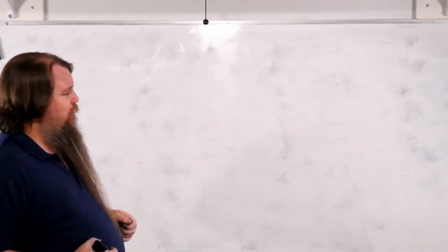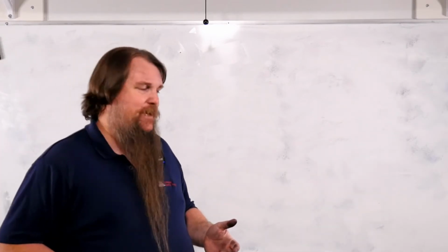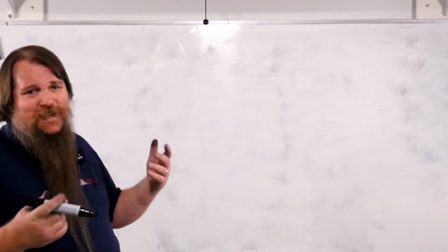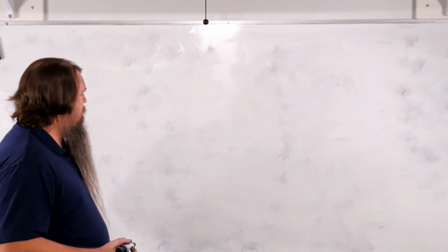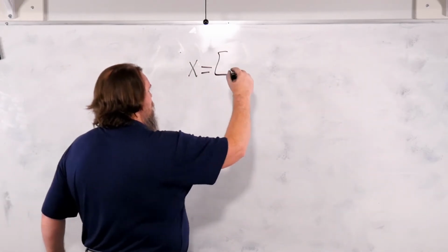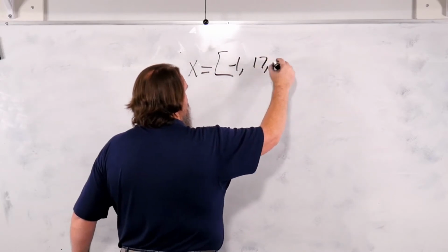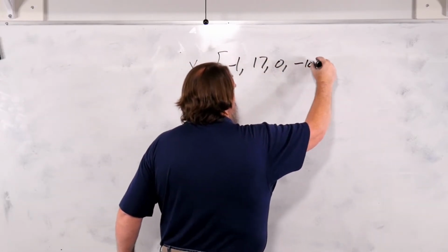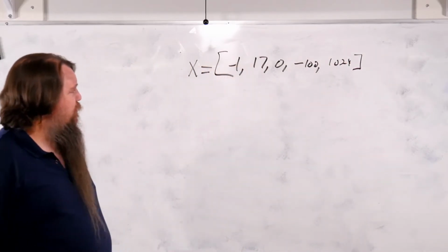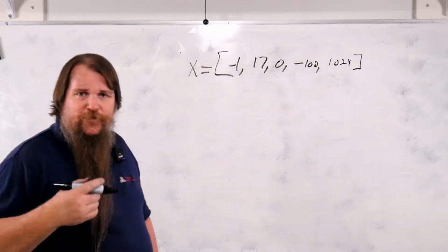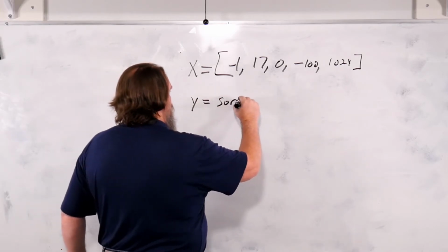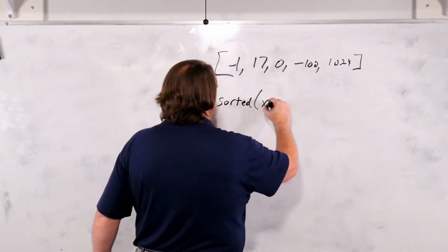All right, how are you going to do this? There are a couple of ways to get this done. I'm only going to show you one because in my experience, this is what I use about 95% of the time, and I want to keep this simple for you. All right, so we've got some sort of a variable here. Let's put in some values: -1, 17, 0, -100, 1024. Now I want to sort that. What I can do is call the sorted function. y equals sorted of x.